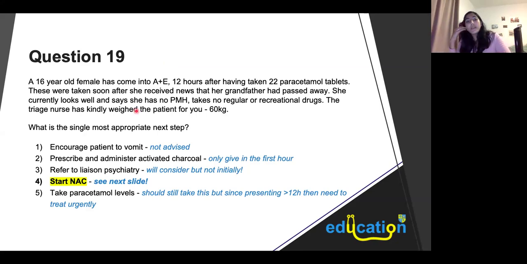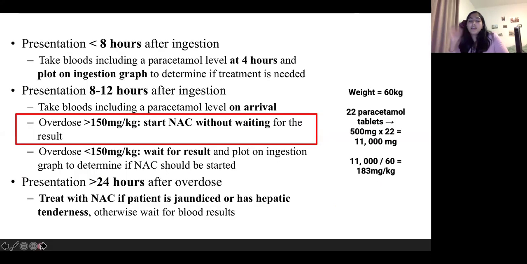And so if this patient had been under 50 kilos, it would have been start NAC regardless of the paracetamol level. So that's something to bear in mind. Look for these risky patients in your questions and in real life.